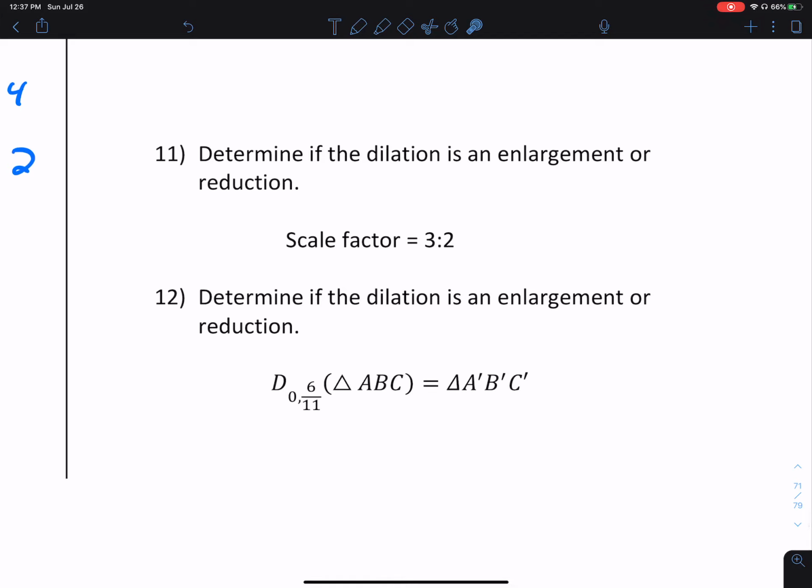11 and 12. Determine if the dilation is an enlargement or reduction. The scale factor is 3 to 2. 3 to 2 as a fraction is 3 over 2. Is this number bigger than 1? If the answer is yes, and it is, it's an enlargement. Is the scale factor of 6/11 bigger than 1, or is it smaller than 1? It's smaller. So this is a reduction.